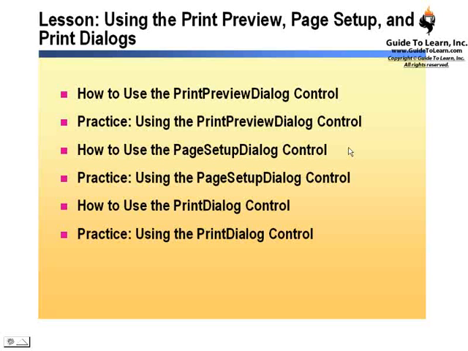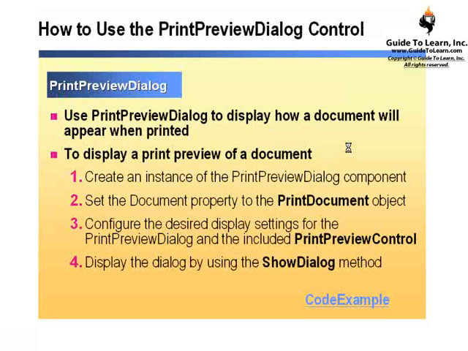But let's move on and talk about the print preview dialog control. In order to work with the print preview dialog control, you have to use it in your form in order to display it. So first, you either drag and drop it and just call it, or create an instance of it and set the document property of the print document object into it. Now, as you see, this is a code example.